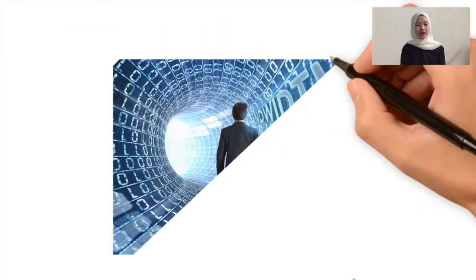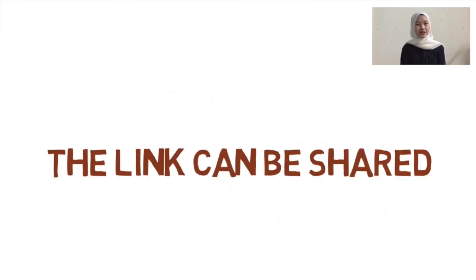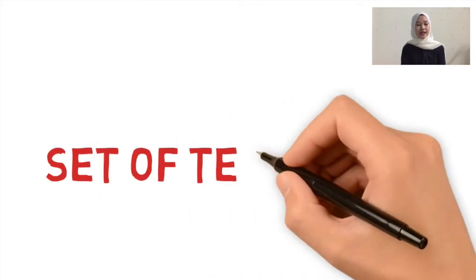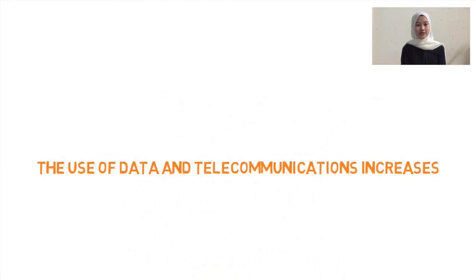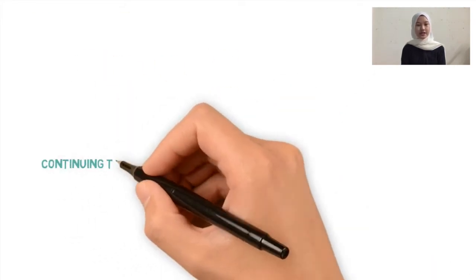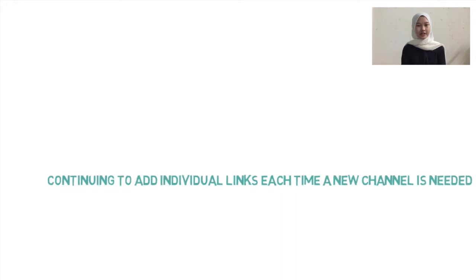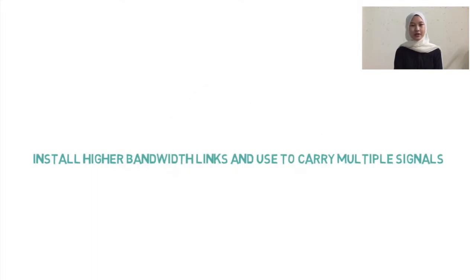Whenever the bandwidth needs of a medium linked to devices is greater than the bandwidth needs of the devices, the link can be shared. Multiplexing is a set of techniques that allow simultaneous transmission of multiple signals across a single data link. As data and telecommunications use increases, so does the traffic. We can accommodate it by continuing to add individual links each time a new channel is needed, or install higher bandwidth links and use them to carry multiple signals.